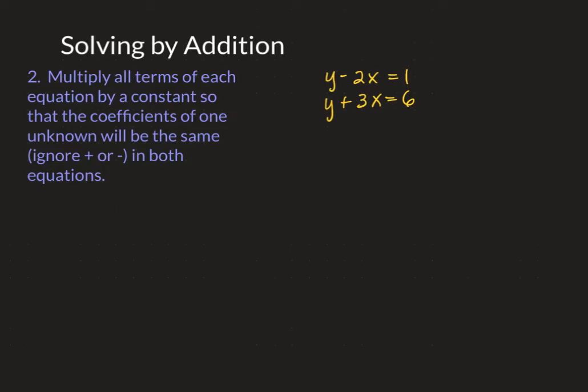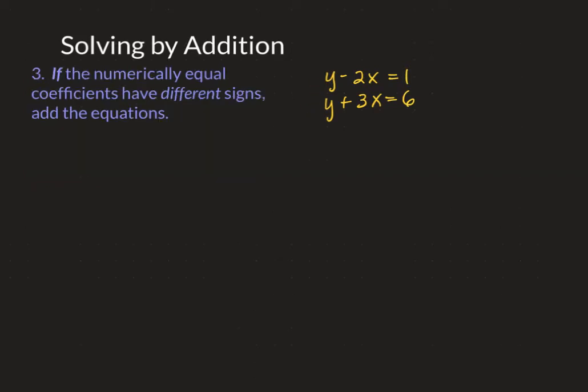We're going to ignore the signs. Don't worry about plus here, minus plus here. Don't worry about it. I want to get the coefficient of either my y's or my x's to have the same number. And in order to do that, I am going to multiply by 1. I'm going to multiply this by 1 and this by 1 and this by 1 and this by 1 and this, because my y's already have the same coefficient of 1. That was easy.